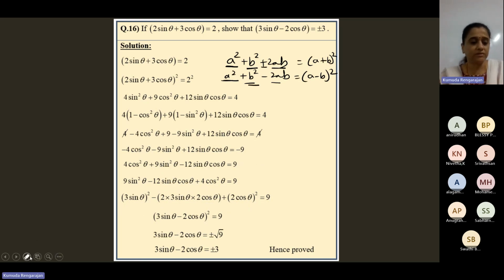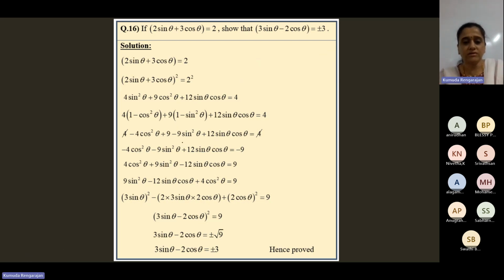Is equal to 9. So a square minus 2ab plus b square is equal to 9. So a square minus 2ab plus b square is a minus b the whole square, equal to 9. So a minus b is equal to plus or minus square root of 9, which is plus or minus 3.